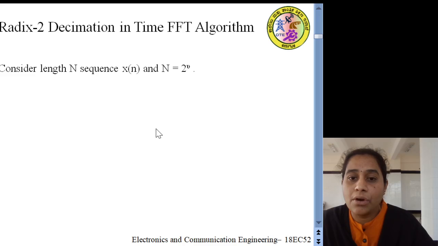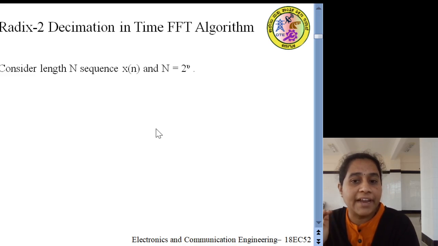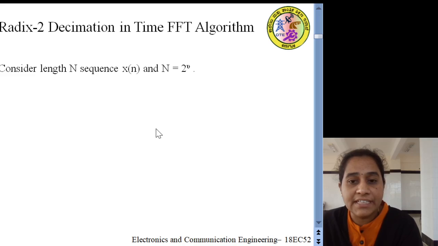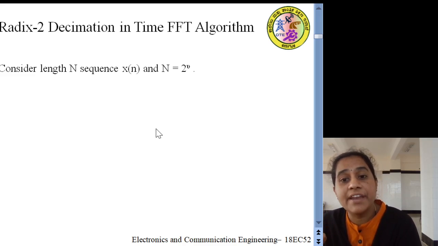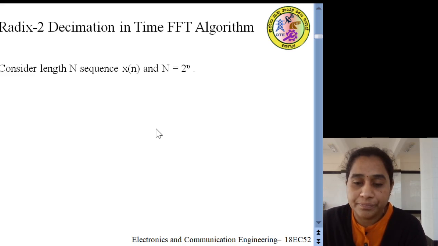So here first consider the length of our x of n, whatever the signal for which we need to find DFT. We consider the length of that particular sequence is N. That is, our x of n is having N number of samples, and the N we consider is a power of 2. That means N is equal to 2 power nu.